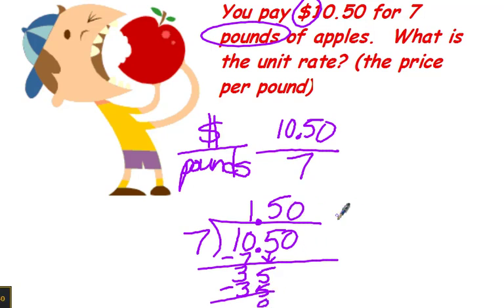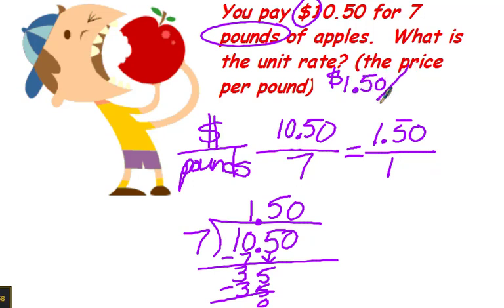You keep going if you want. 1.50 is the same as 1.5. So we know that it costs $1.50 for 1 pound. You would answer the question $1.50 per pound. LB is the abbreviation.